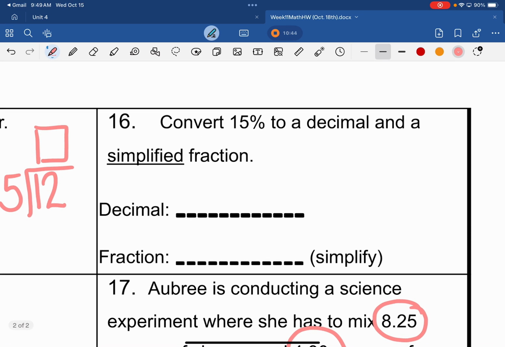All right, convert 15% to a decimal and a simplified fraction. Okay, well, we learned that you take away the percent, you move the decimal over twice, and then I'm going to let you figure out the fraction all by yourself.